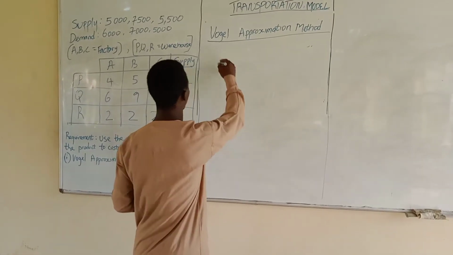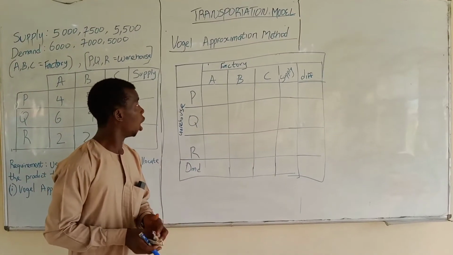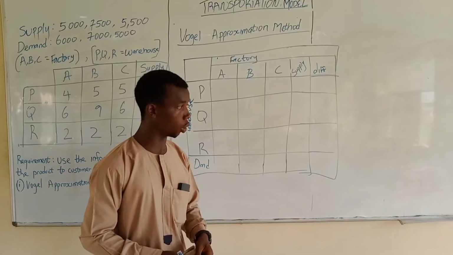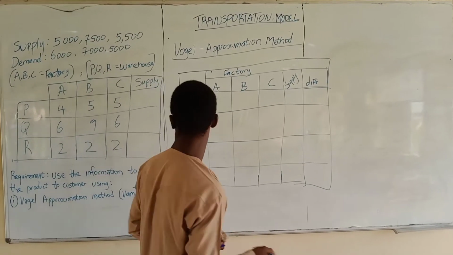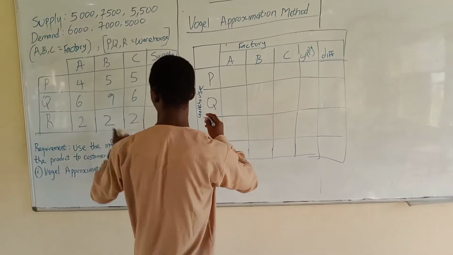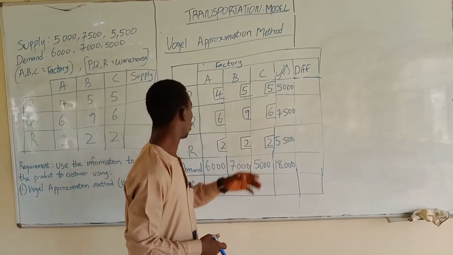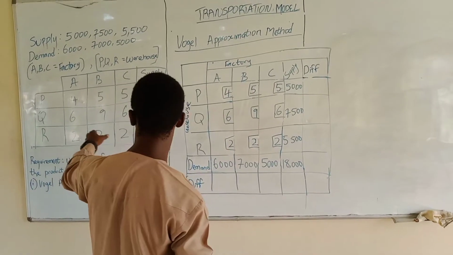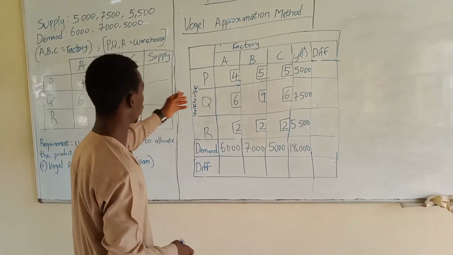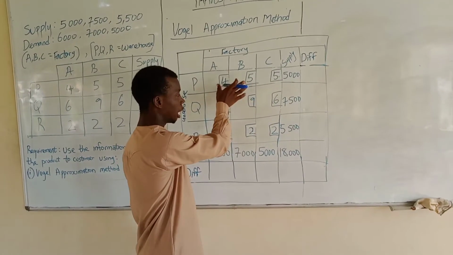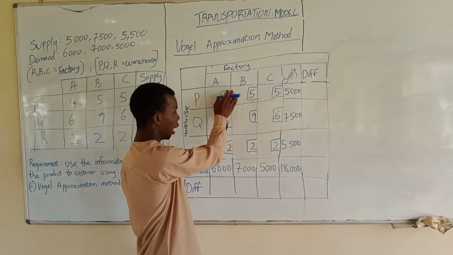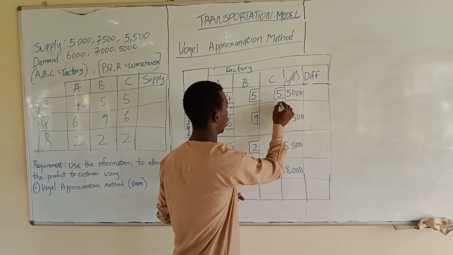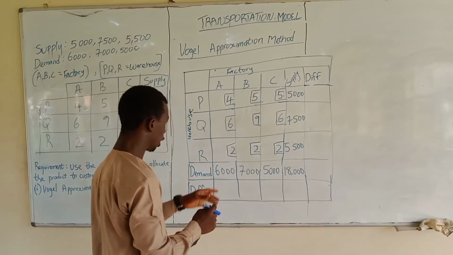And we have our table. Now let's not forget, the Vogel approximation method can also be called the penalty method. Here we input the initial cost for transporting the goods. Now this is the table before us. Like I explained in the previous video, the initial cost we place at a corner of the cell in the table.